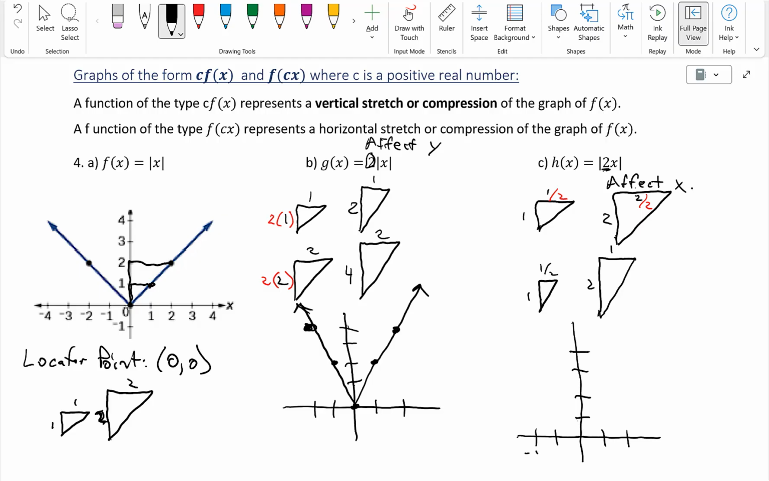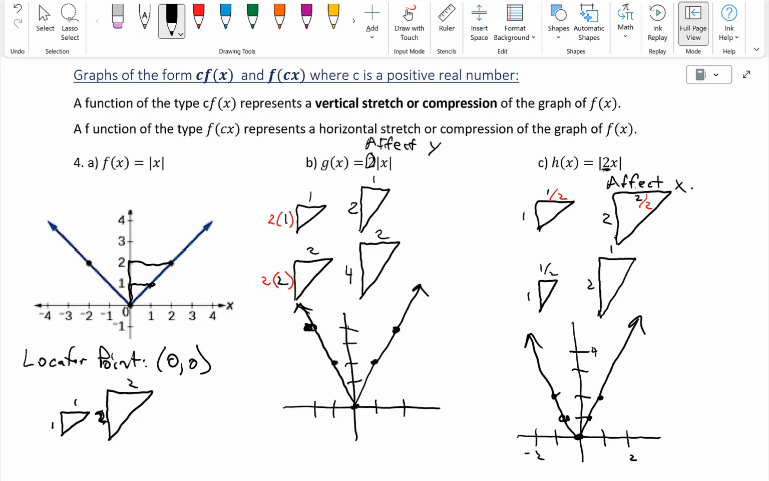I'll still go by 1s everywhere, even though I haven't labeled them all. But our locator point is still at 0, 0. We have no shifts left or right. Instead of going up 1 over 1, we're up 1 over a half and up 2 over 1. We can do the same thing going to the left, up 1, half to the left, and up 2, whole to the left. And so it looks, hopefully, very similar to your graph for b that we just did.